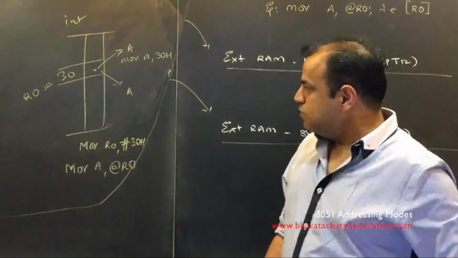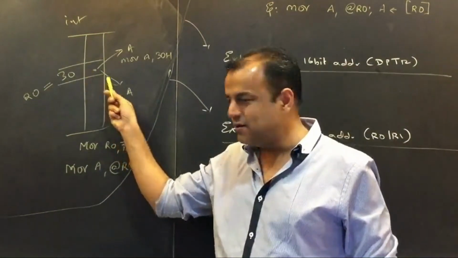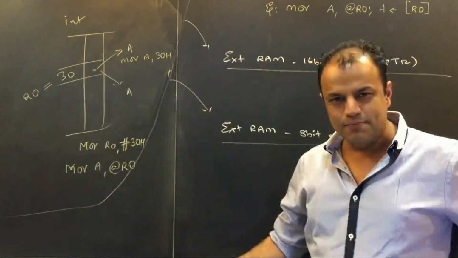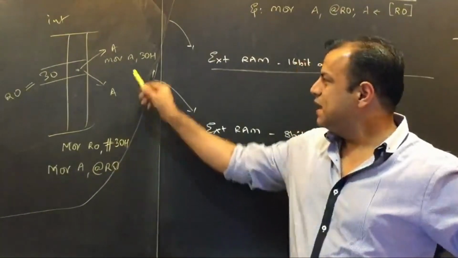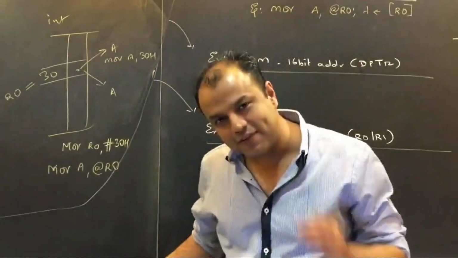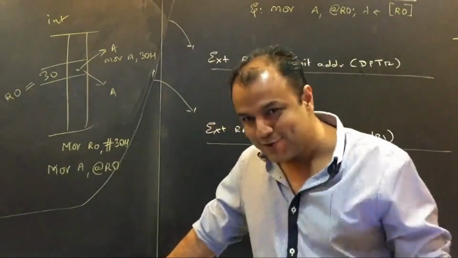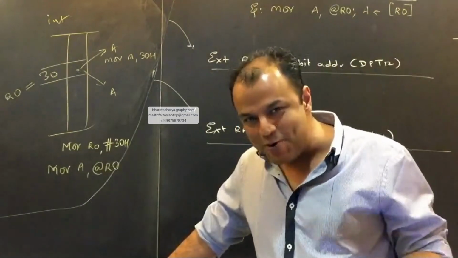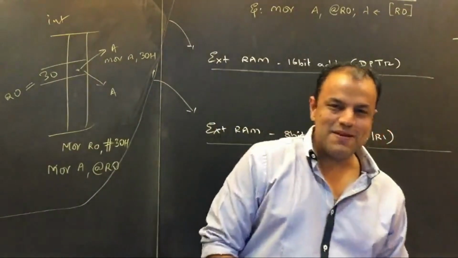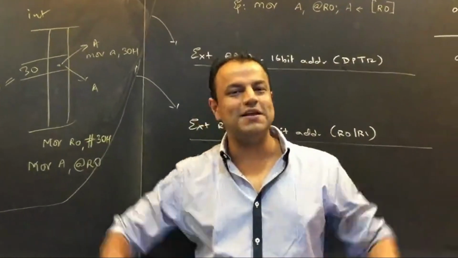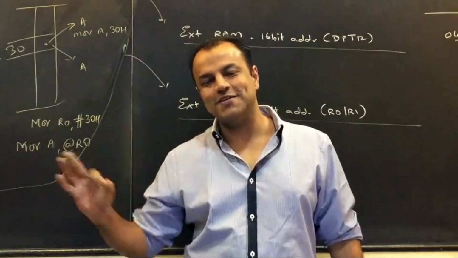Now, you would be wondering, if I want data from location 30, I could have simply written MOV A, 30. Why did I go around doing this whole thing? If you write MOV A, 30, yes, that is simpler. Even I agree. But simpler is not better. You want to do complex things, this is not going to help you. If I tell you, get me the data from location 30, that's my question.